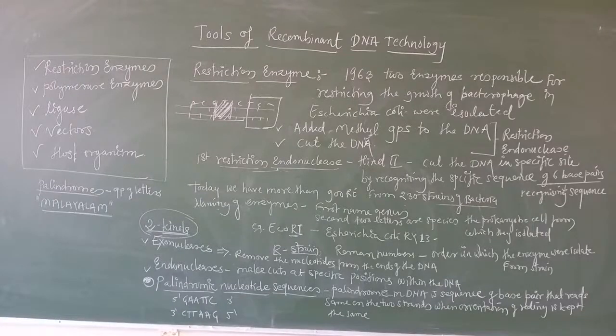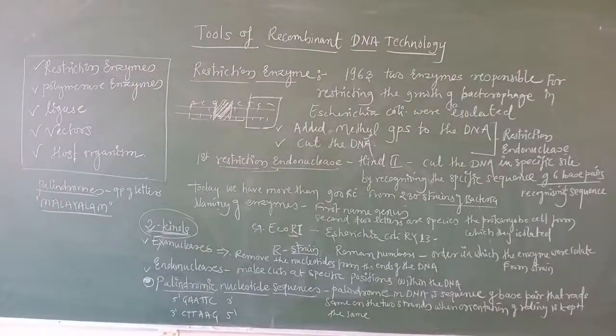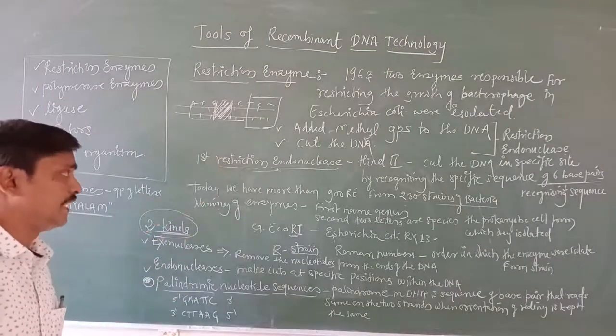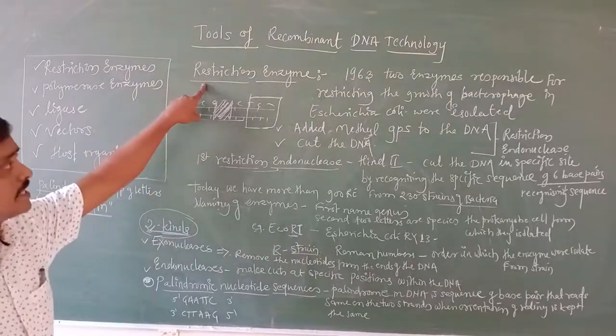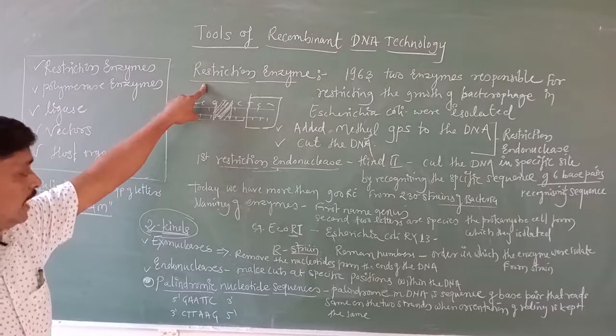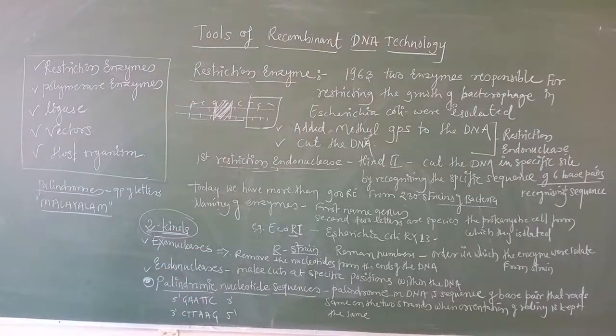What we are going to call that as a from the ends of the DNA. Endonuclease, in the sense, endonuclease may cut at the specific position within the DNA. This is about two kinds of restriction endonuclease. Understood? So many times the question arises: what are restriction enzymes? Define and write the different kinds of restriction enzymes or restriction endonuclease, exonuclease and endonuclease.